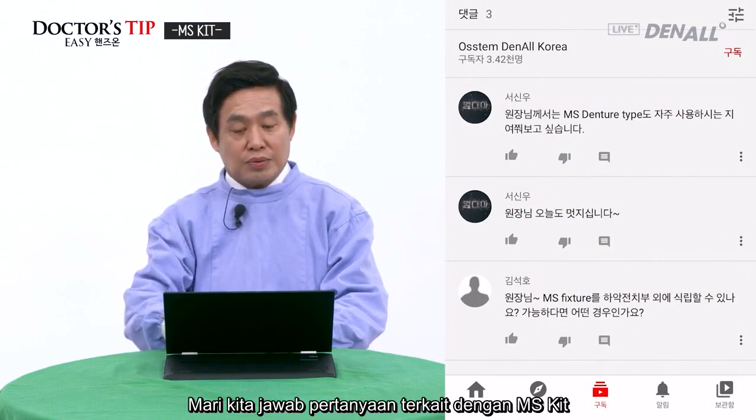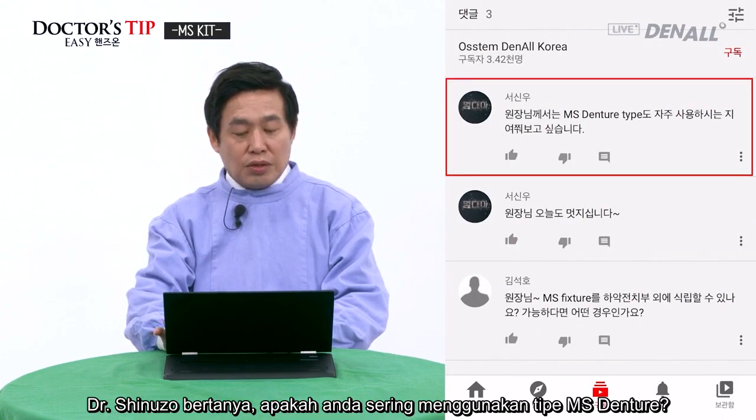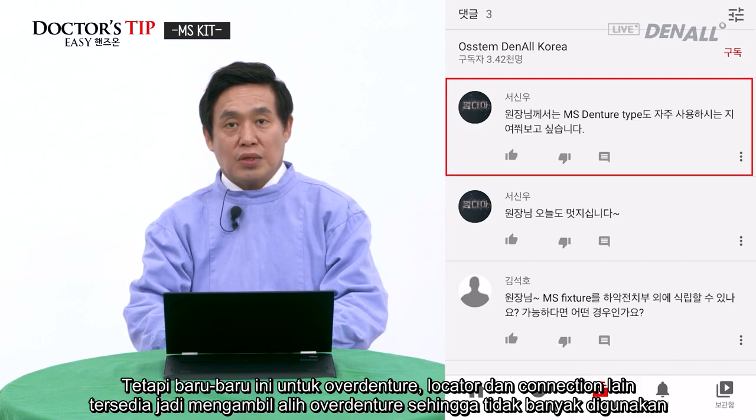So let's answer some of the questions related to the MS kit. Dr. Shinuso says, do you frequently use the MS denture type? I do believe I told you in the lecture. In the case of the MS implant denture type, in an over-denture, O-ring connection is where this implant is used. But recently for over-dentures, locator and other connections are readily available. So recently the O-ring type over-denture is not used as much as in the past.